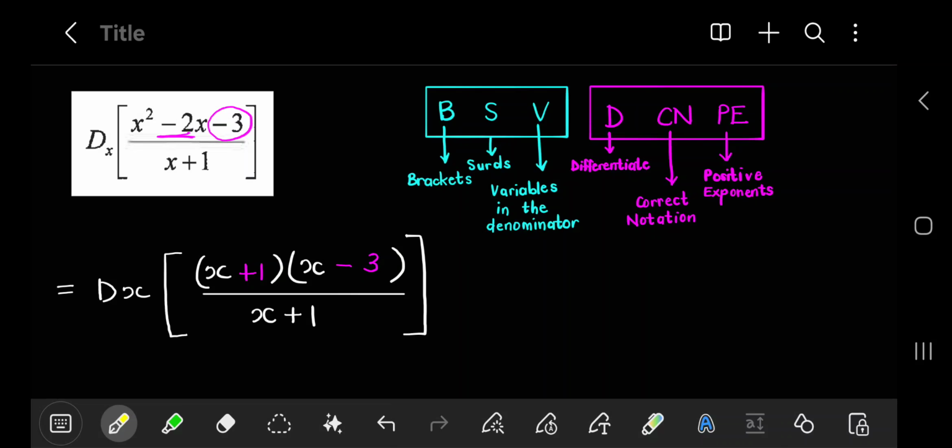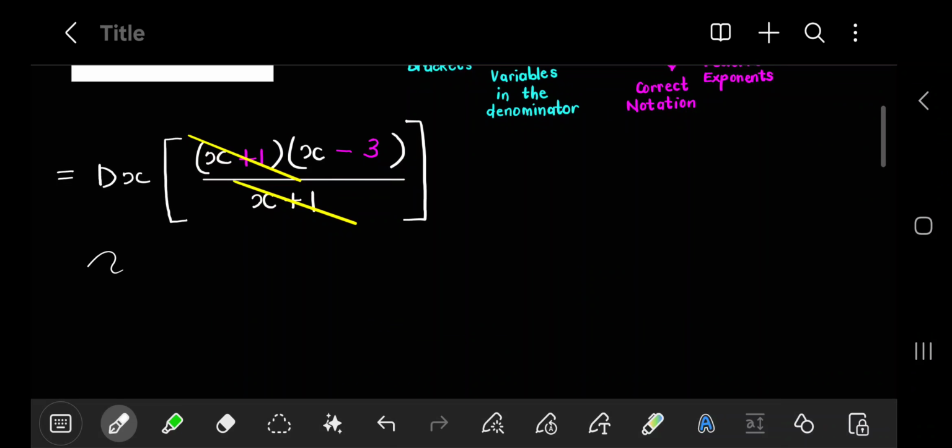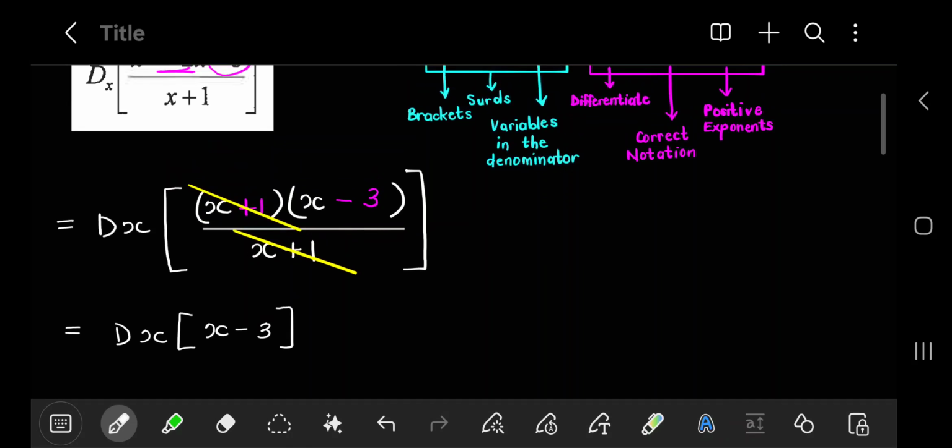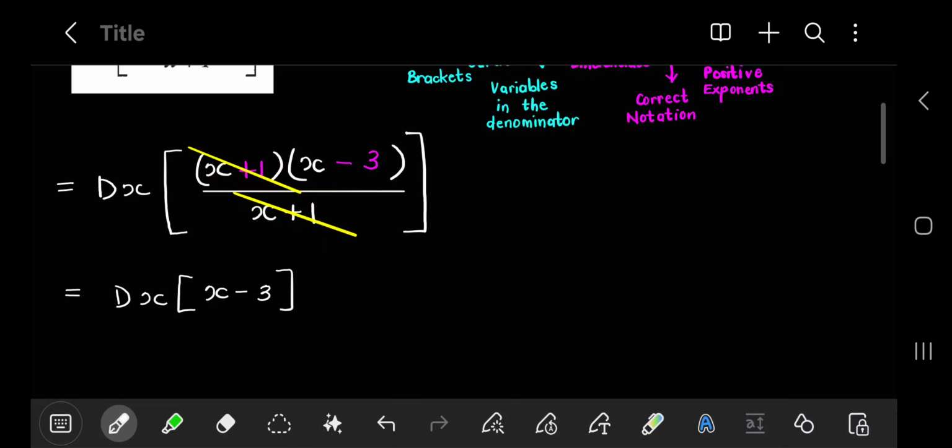But there is something important that you should notice. One of your factors is exactly the same as the denominator, so they can cancel out with each other. Now, here's what we're left with. We are left with dx of x minus 3. Okay, so we don't have any brackets. There are no surds. There are no variables in the denominator now. So now we can differentiate.